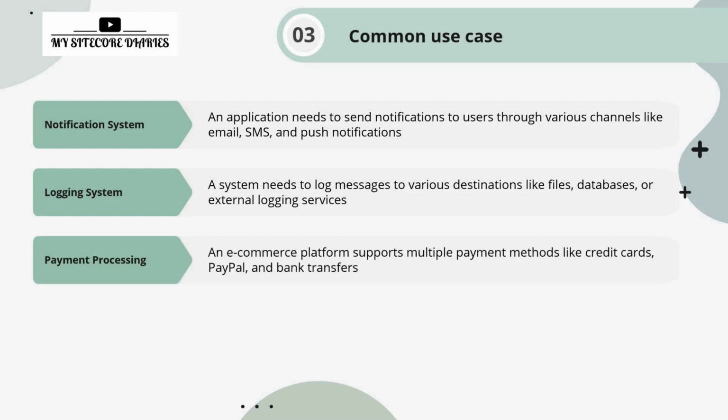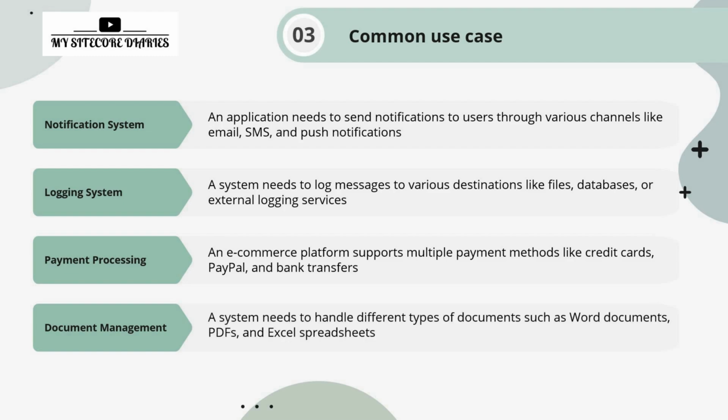Then you have payment processing. An e-commerce platform supports multiple payment methods like credit cards, PayPal and bank transfer. So in payment processing you will have multiple channels. Then also you can use the factory method. Then lastly, document management. A system needs to handle different types of documents such as Word documents, PDFs and Excel spreadsheets. So you have multiple channels again, and in that case you can go for the factory method. Basically, overall, wherever you have multiple channels or multiple sources, you should prefer to go for the factory method.